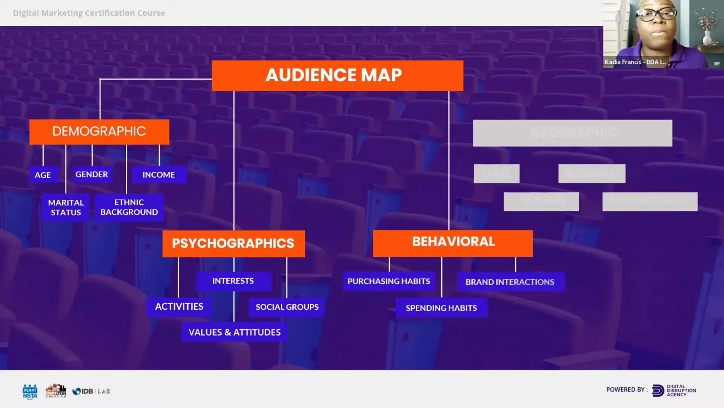So we're talking about purchasing habits, brand interaction, and spending habits. What are the things they buy on a regular basis? How do they spend their money, especially if they have what you call disposable income? How do they spend that money? Do they buy gadgets? What kind of gadgets do they buy? Are they an iPhone or an Android user? Spending habits, purchasing habits, brand interaction, all of that comes into play.